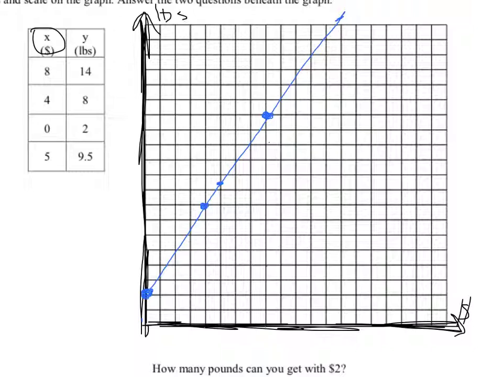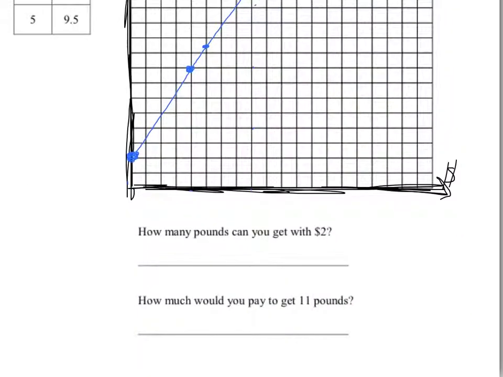From here, I can go ahead and answer these questions. And I can use the graph to do it. It says, how many pounds can you get with $2? So it's coming over here and saying, if my X is 2, what will my Y be? And I see that my Y at 2 is 1, 2, 3, 4, 5 pounds. And that comes from this point right here. That's where my X is 2. What is my Y?